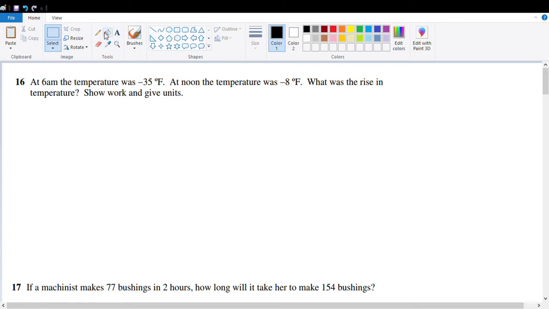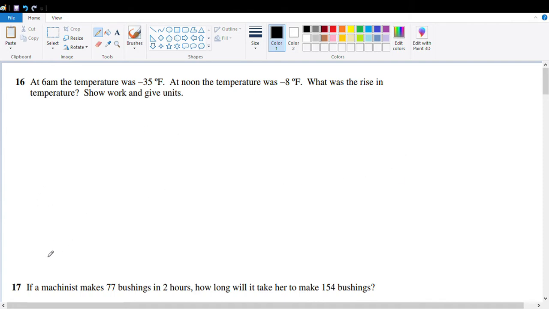So let's start with a temperature problem. At 6 a.m. it is negative 35, and at noon it is negative 8 Fahrenheit. So what's the rise in temperature?